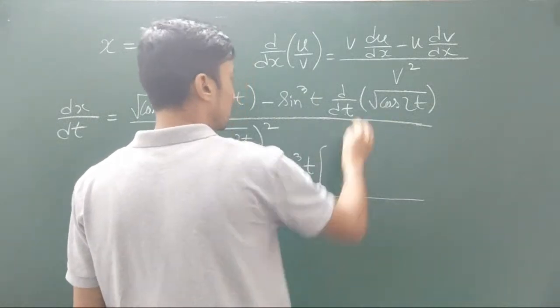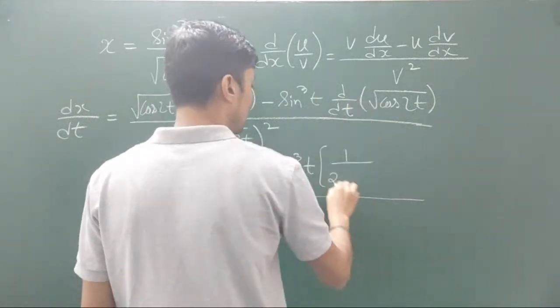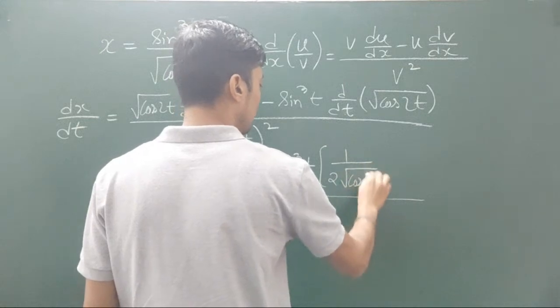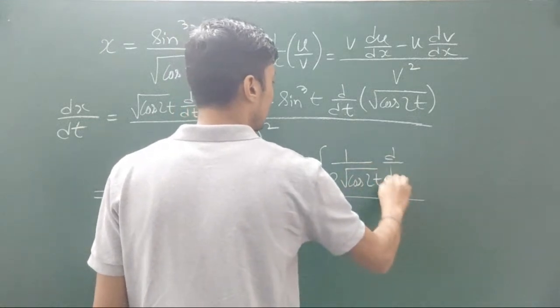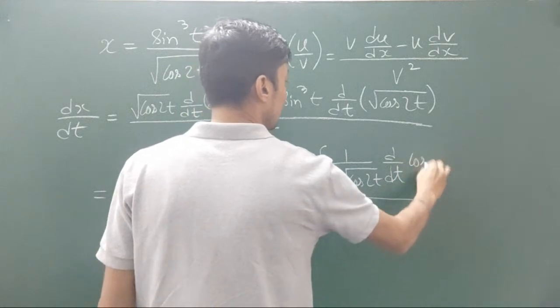And this is 1 by root over of t, that's 1 by 2 root over of t. I think I gave you the formula for that shortcut. Derivative of root cos 2t.